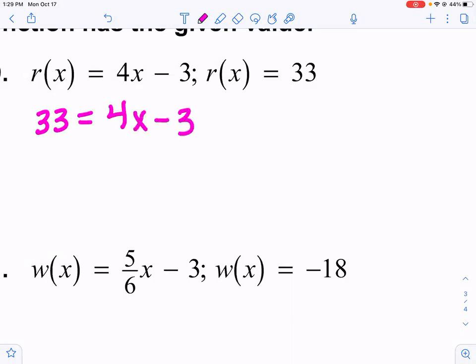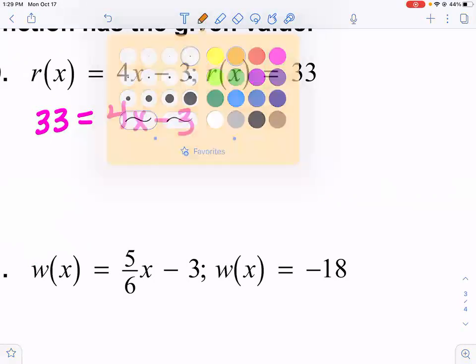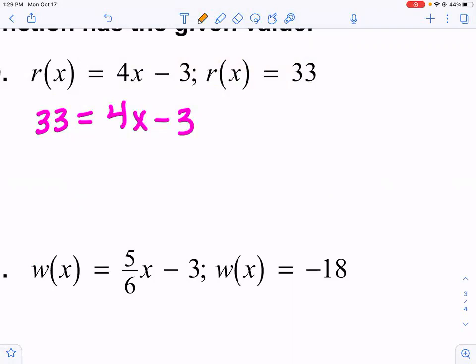Okay, this is how Andrew set up his problem. Do you agree with Andrew's setup to the problem? Okay. Avery, what do we move first?